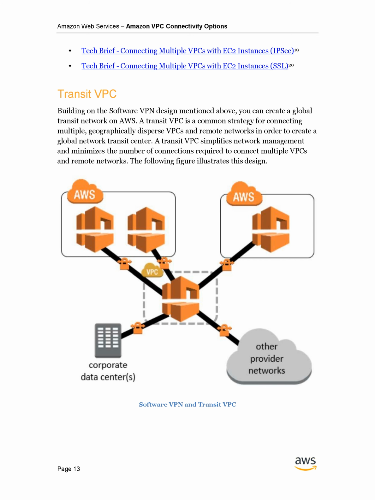Transit VPC. Building on the software VPN design mentioned above, you can create a global transit network on AWS. A transit VPC is a common strategy for connecting multiple, geographically dispersed VPCs and remote networks in order to create a global network transit center. A transit VPC simplifies network management and minimizes the number of connections required to connect multiple VPCs and remote networks. The following figure illustrates this design.